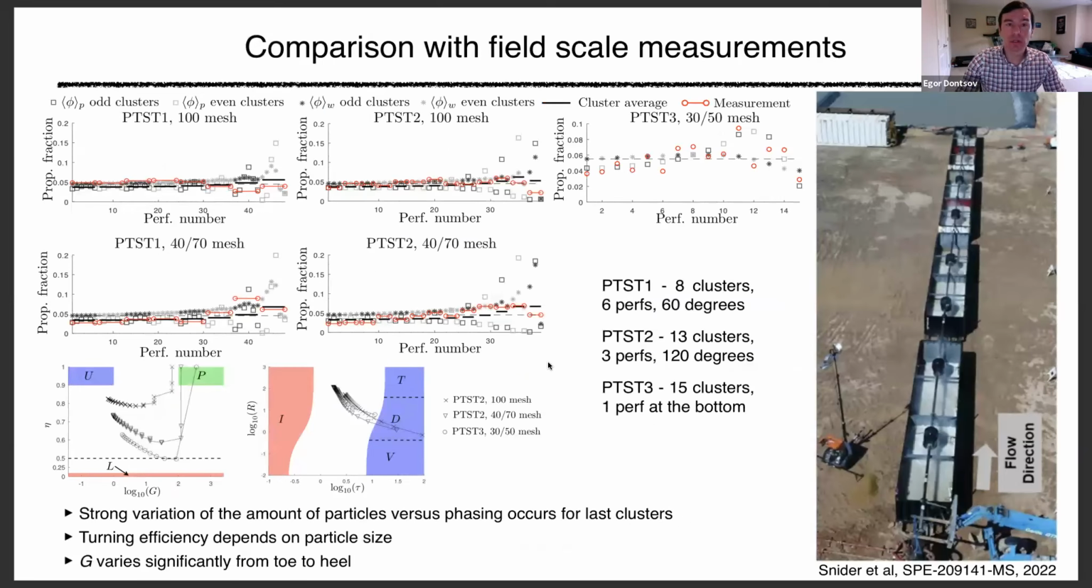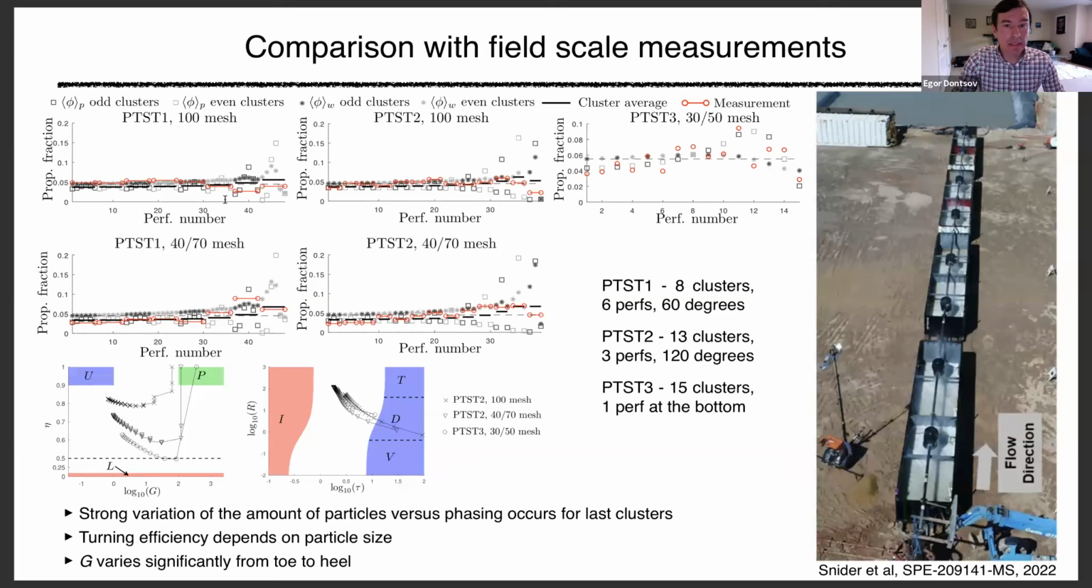The last big test is related to field scale measurements. From Snyder et al., they used 3 tests, which they call PTST1, PTST2, and PTST3. The first test had 8 clusters, 6 perforations per cluster, 60-degree phasing, and they used different mesh, 100 mesh and 40/70. PTST2 had 13 clusters, 3 perforations, 120-degree phasing, kind of a Y-shape. And then the last, again, also 2 proppants. The last case had a bigger proppant, 30/50 mesh, and 15 clusters with 1 perforation located at the bottom, so it's 180-degree phasing.